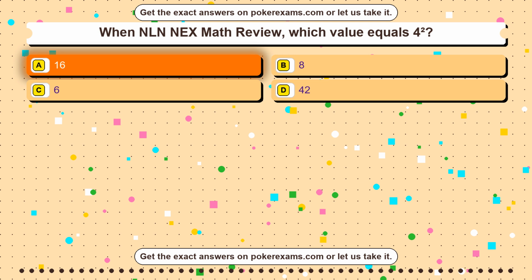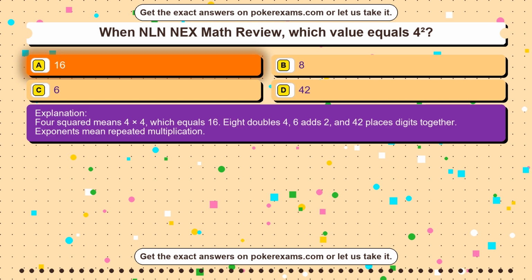16. 4 squared means 4 times 4, which equals 16. 8 doubles 4, 6 adds 2, and 42 places digits together. Exponents mean repeated multiplication.